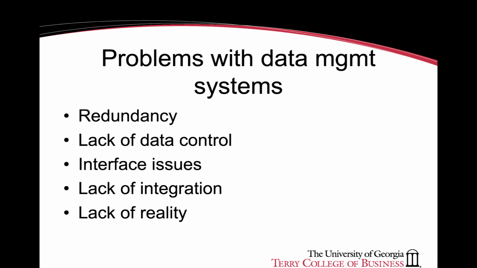Interface issues or how to access this data is a perennial problem, and organizations and information systems professionals are always looking at better ways to interface and access this data. Data management systems tend to be poorly integrated. Most systems don't have easy ways to move data from one system to another, and so lack of integration tends to also be an issue. And finally, these systems have a lack of reality, or the data that they store sometimes does not match up with the reality that they're supposed to reflect, or the complexity of an organization's data environment.